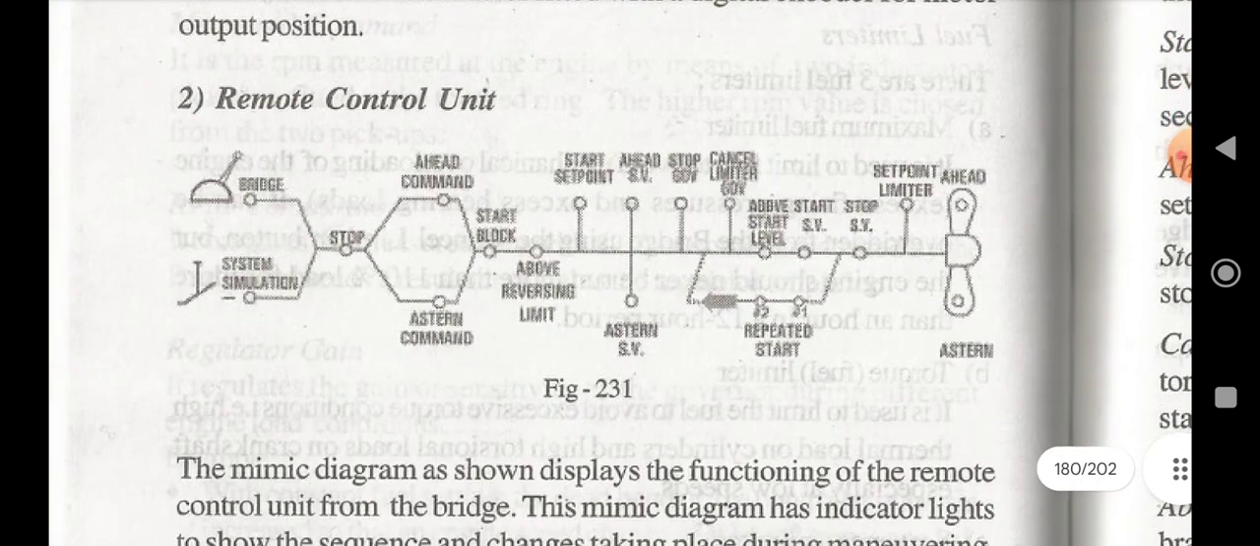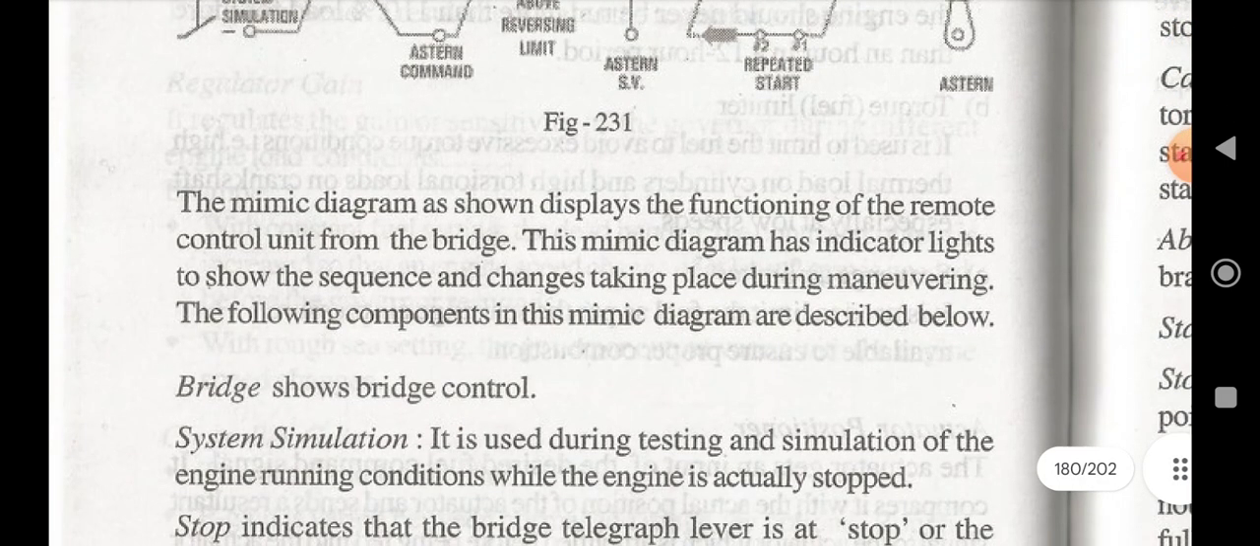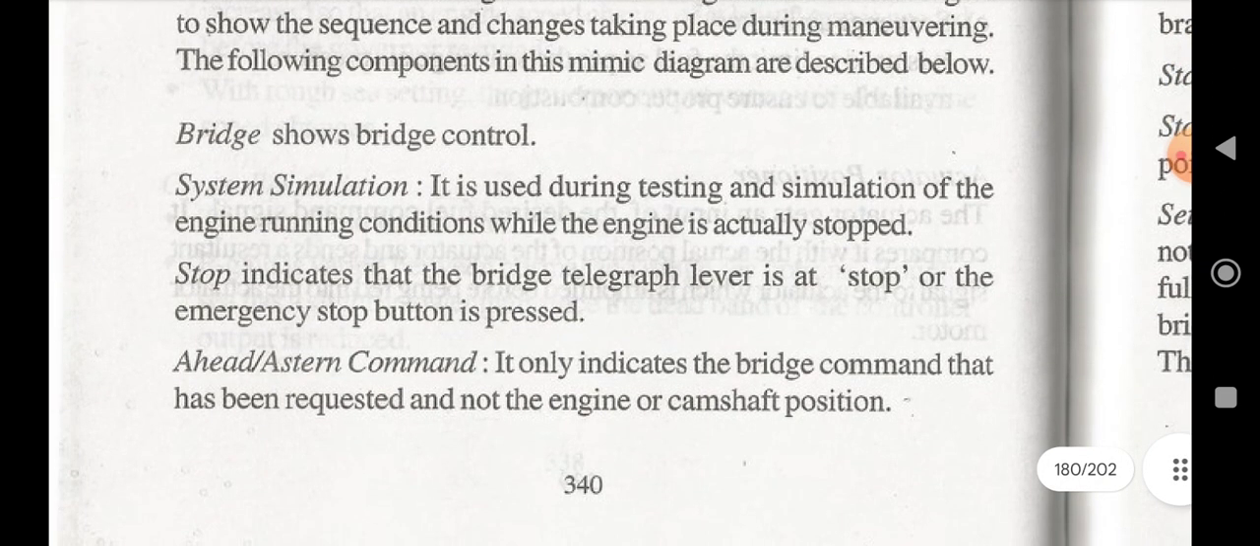Remote control unit. Here we can see the bridge remote control unit. The mimic diagram as shown displays the function of the remote control unit from the bridge. This diagram has indicator lights to show the sequence and changes taking place during maneuvering. The following components in the mimic diagram we can discuss. So the bridge shows bridge control. Okay. After that, system simulation.